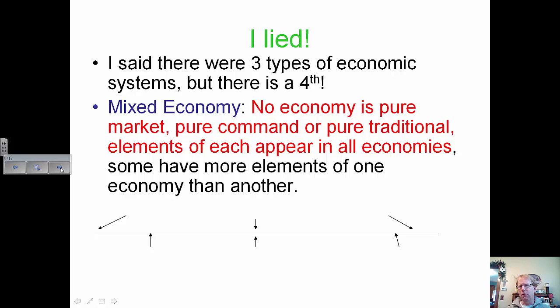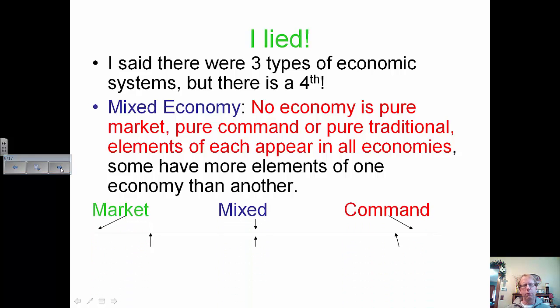or pure traditional economy. Again, even the Amish are influenced by the government, and tribes in Africa and other places. They do have some government involvement in most cases. So all those elements appear in all economies. Some have more elements of one economy than the other, though. Okay.